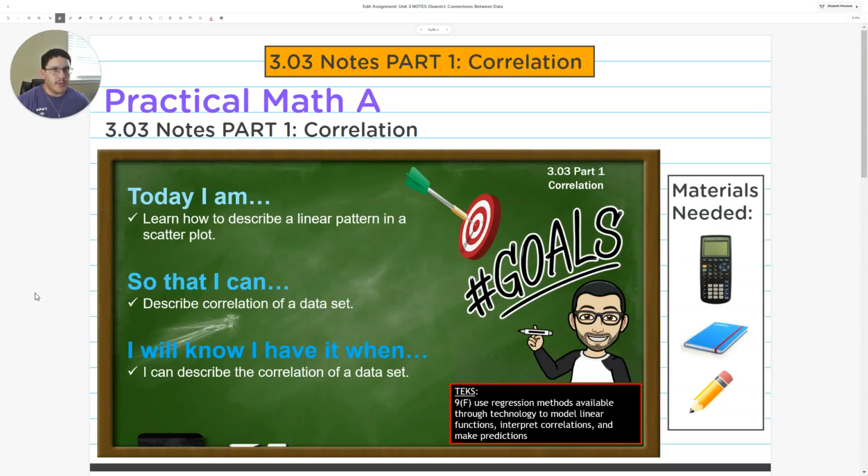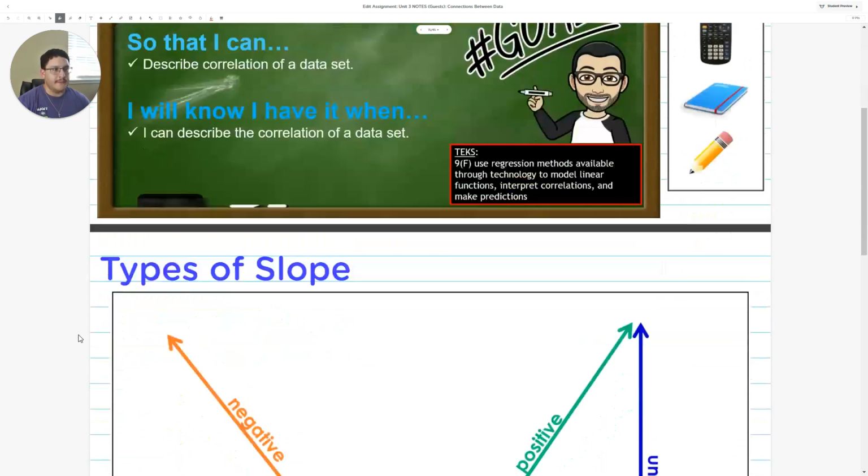This is section 3.03 from Unit 3 Notes, Part 1, Correlation. Today I am, as in you are the student, learning how to describe a linear pattern in a scatterplot so that I can describe correlation of a dataset. I will know I have it when I can describe the correlation of a dataset. Specific TEKs we're looking at for today's lesson is 9F.